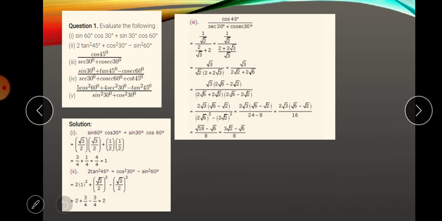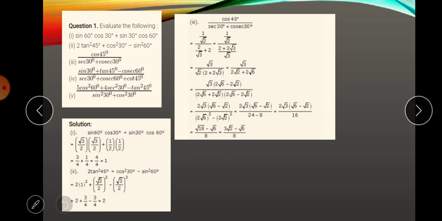Let me recall the table. Sine 0. Can anyone say the sine 0? Yes, 0. Sine 30 is 1 by 2. Sine 60 is root 3 by 2. Sine 45 is 1 by root 2. Sine 90 is 1. It's easy to remember: 0, 1 by 2, 1 by root 2, root 3 by 2, 1. You should repeat it daily, then it will be easy for you.